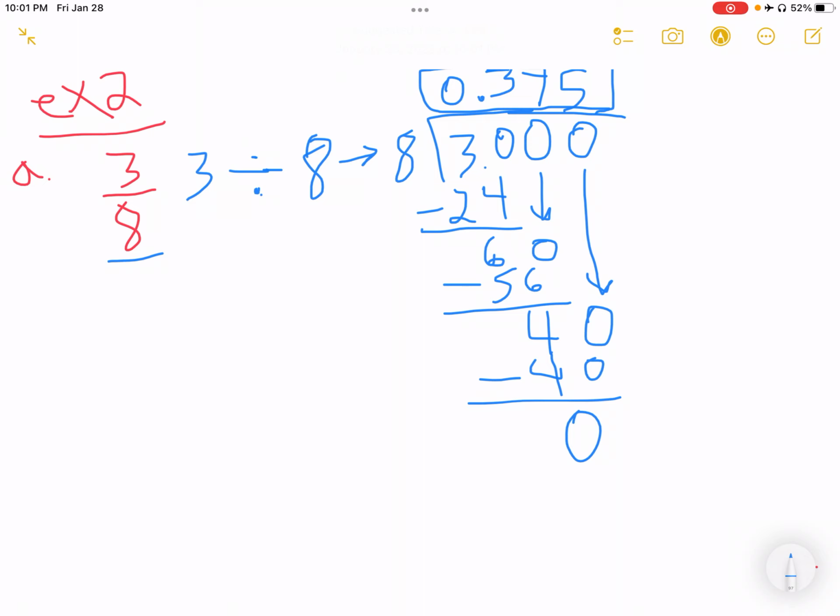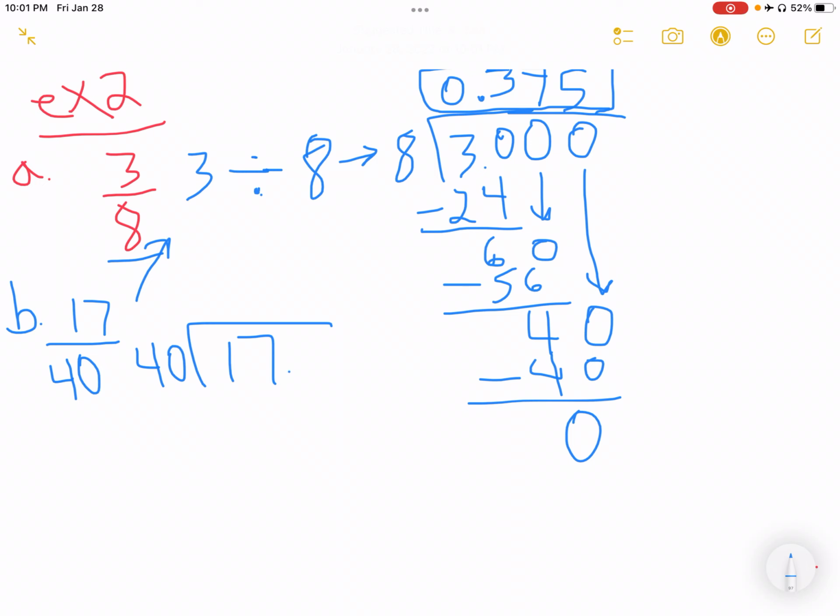Now if we go to B over here, we have 17 over 40. This one might seem a little bit more daunting, but we have to just remember this means what we saw up above. It's just that there's a division sign. So then we do 17 divided by 40. Make sure you give yourself plenty of room to do this.